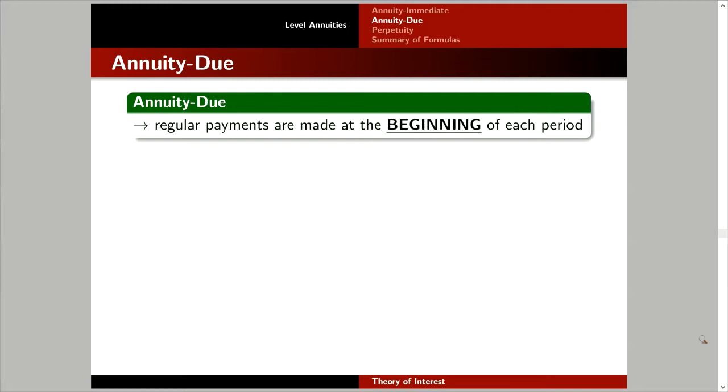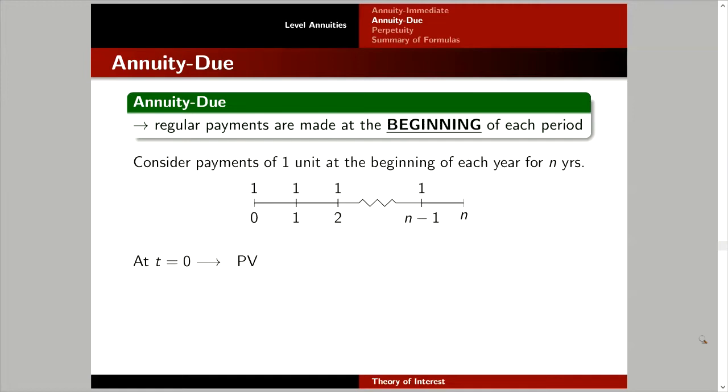So again, let's have a timeline. So the timeline looks like this, if we consider payments of 1 unit or 1 peso at the beginning of each year for n years. So same as the annuity immediate. Okay, so that's our timeline. So you can see the first payment is made at time 0 because this is the beginning of the first year. This one at t equals 1 is the beginning of the second year. Well, the last 1 unit here is the payment at the beginning of the nth year.